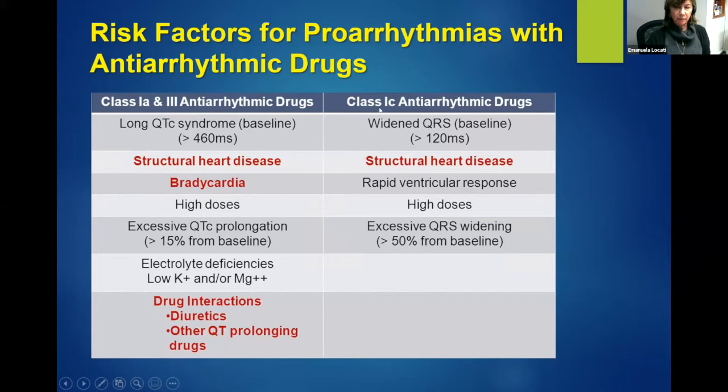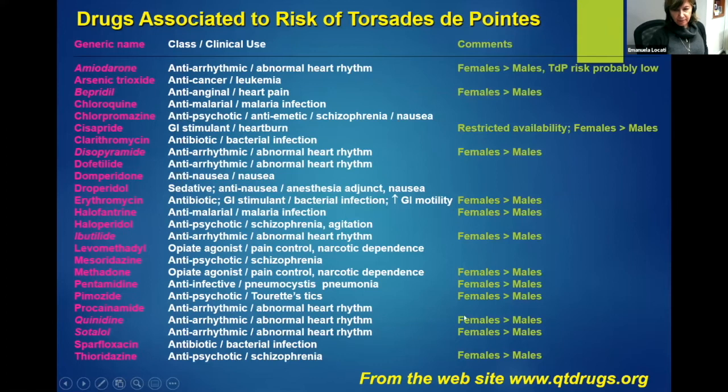So when you administer 1C antiarrhythmic drugs such as flecainide or propafenone, you must pay really close attention to the problem of the widened QRS, the presence of a structural heart disease. The hallmark is going to be a QRS widening, or even worse, the appearance of a Brugada pattern, and we will go to that later. For the class 1A and 3 antiarrhythmic drugs, the presence of a longer QT interval at baseline that might suggest some genetic predisposition, the presence of structural heart disease, bradycardia, as I said, high dose, interaction with other drugs, particularly diuretics, and electrolyte deficiency. As I said, there is this aspect of the female gender.